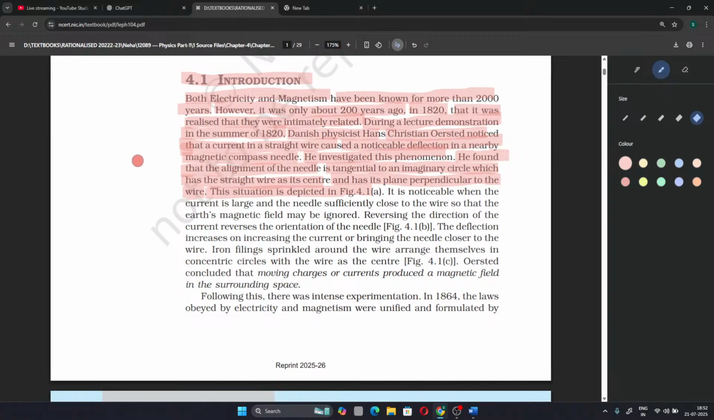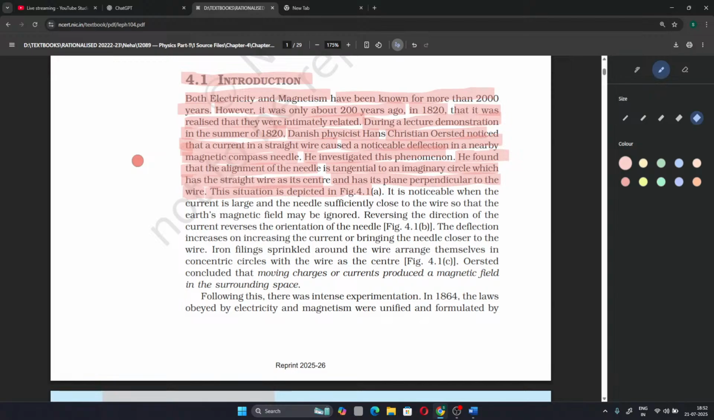Let's read from the start. Both electricity and magnetism have been known for more than 2000 years. However, it was only about 200 years ago, in 1820, that it was realized that they were intimately related. During a lecture demonstration in the summer of 1820, Danish physicist Hans Christian Ørsted noticed that a current in a straight wire caused a noticeable deflection in a nearby magnetic compass needle.